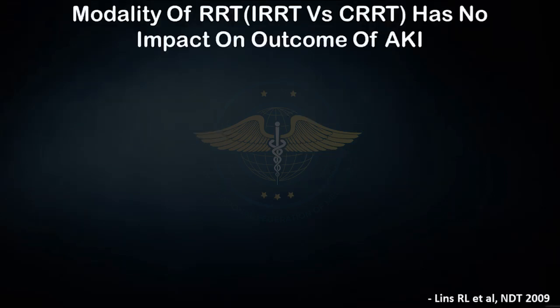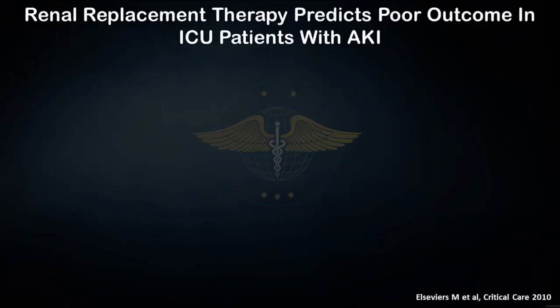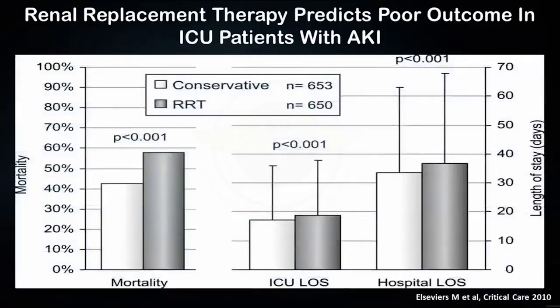Most of the studies which have compared CRRT to intermittent hemodialysis have not shown any benefit on outcome of AKI or hospital stay. In this particular study, in NDT 2009, a comparison of renal replacement therapy modality showed no impact of the type of RRT given on the duration of hospital stay, the mortality, and even the residual risk of chronic kidney disease. But yes, the need for dialysis in a patient with AKI is associated with poor outcome.